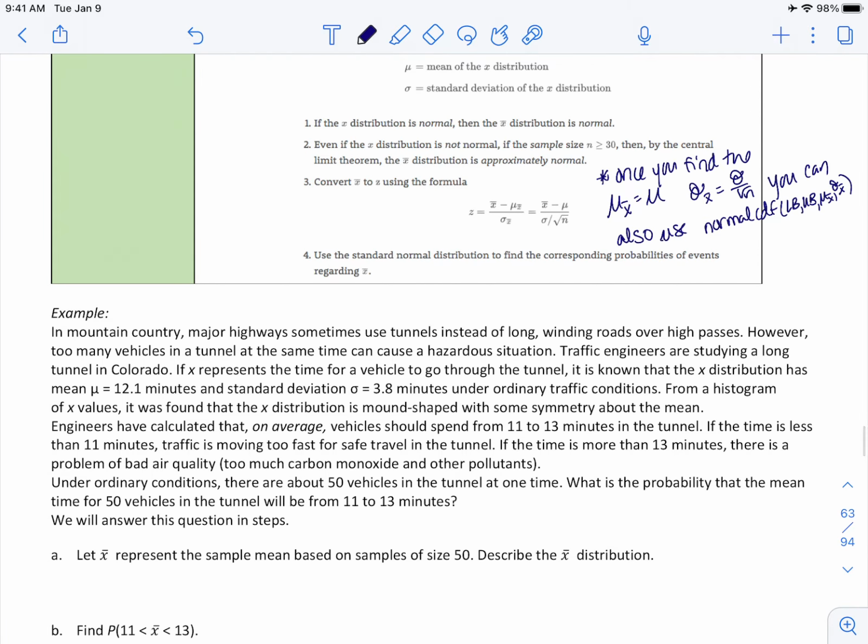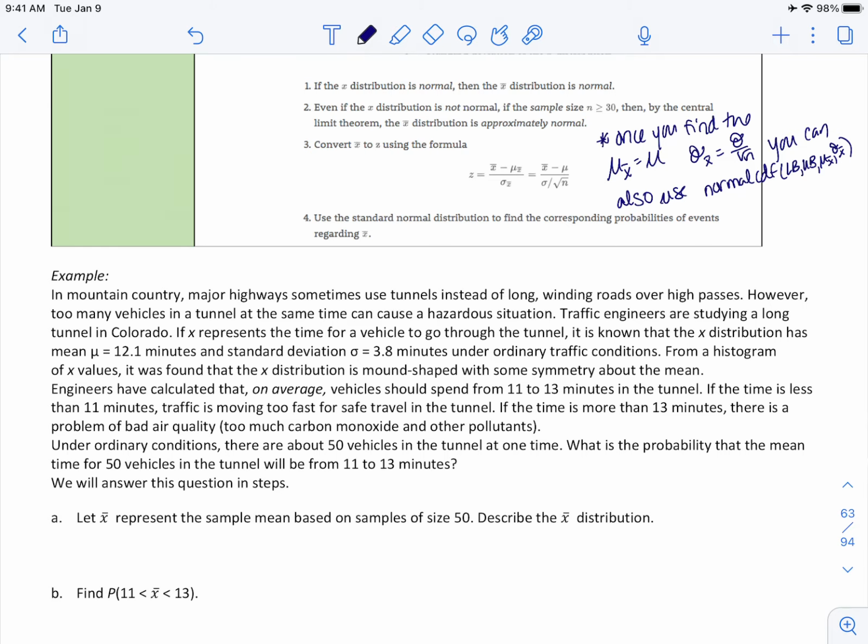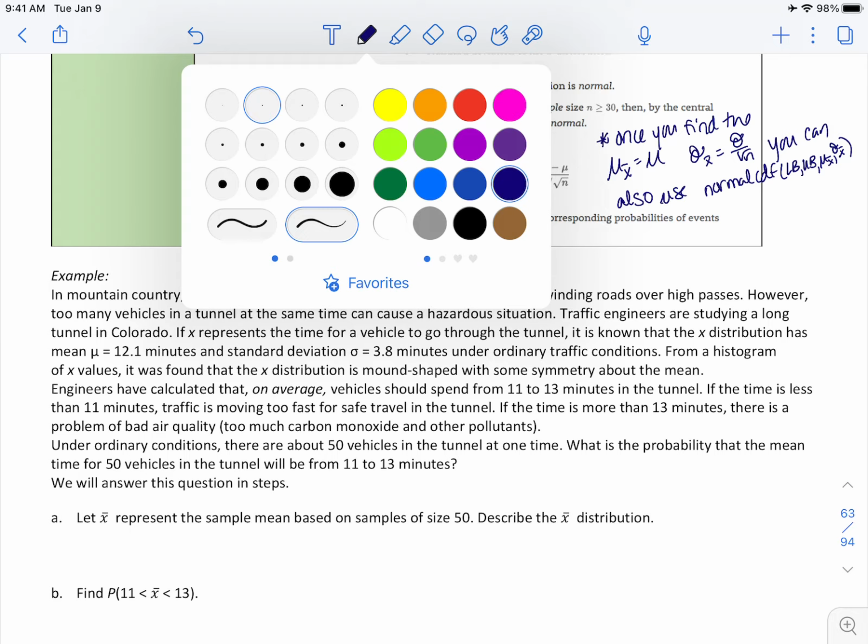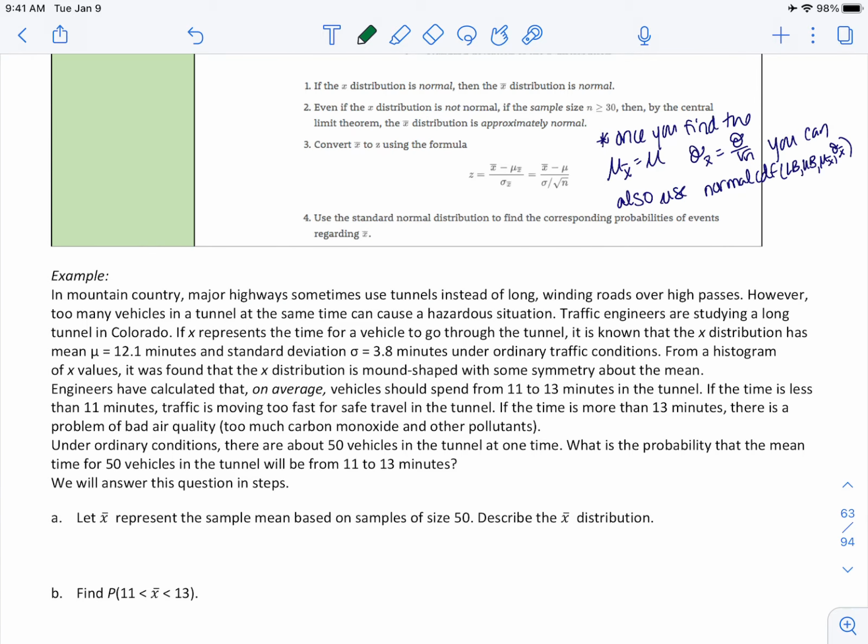Okay, so here is another problem. In mountain country, major highways sometimes use tunnels instead of long winding roads over high passes. However, too many vehicles in a tunnel at the same time can cause a hazardous situation. Traffic engineers are studying a long tunnel in Colorado. If X represents the time for a vehicle to go through the tunnel, it is known that the X distribution has a mean of 12.1 minutes and a standard deviation sigma of 3.8 minutes under ordinary traffic conditions.